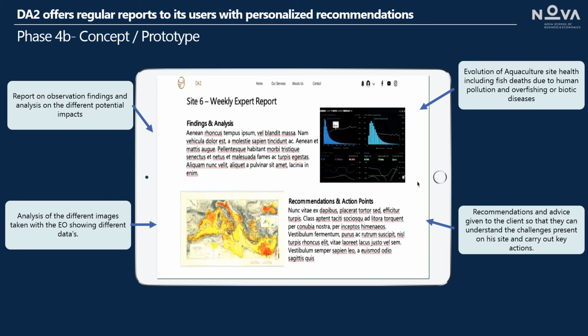Therefore, we will provide an analysis of the different images taken with the EO showing different data. We will also give to the client recommendations and advices so that they can understand the challenges present on his or her side and carry out the key actions.